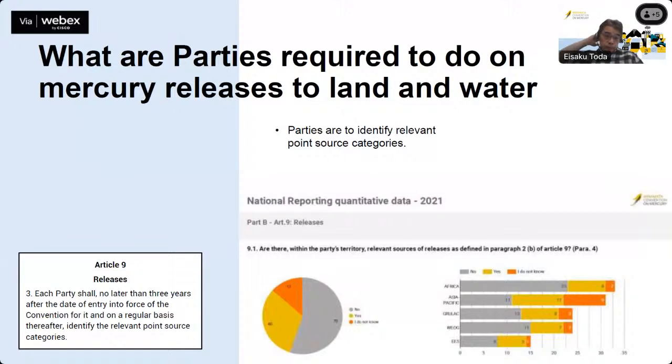And in the national reporting under the Minamata Convention, we asked the question: are there within the party's territory relevant sources of releases as defined in paragraph 9? And more than half of the parties responded no. So for those parties, there's no further obligation under Article 9 of the convention.